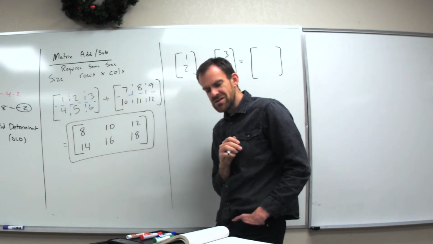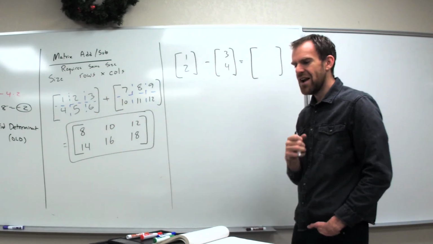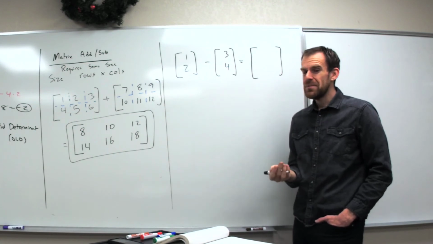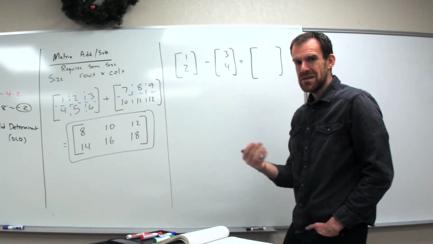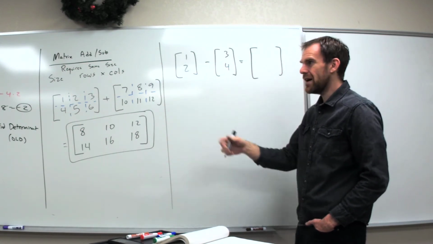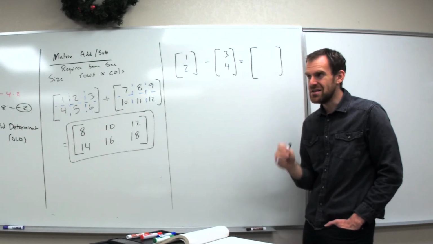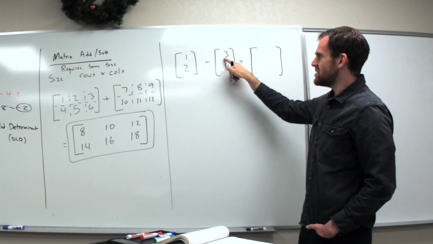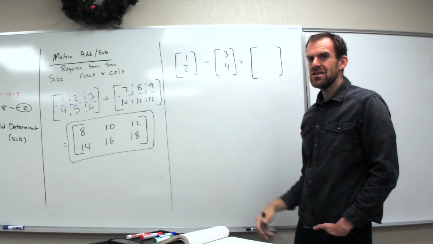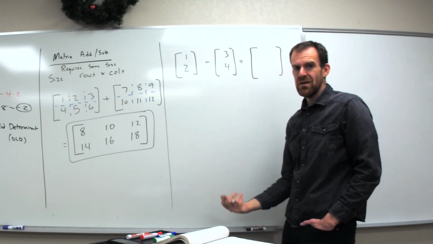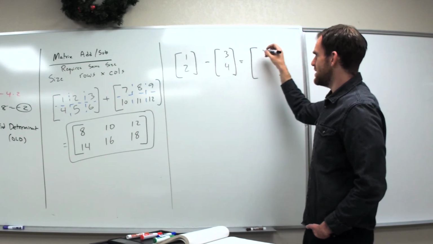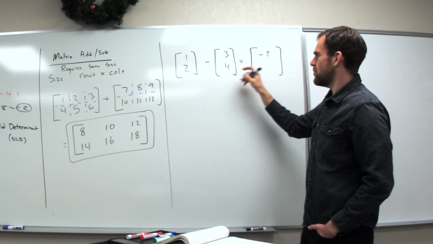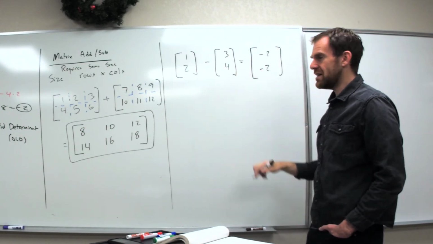If you have 2 matrices that are different sizes, you cannot add them. So it might be a dead giveaway that you're doing something else, like multiplying them or finding the determinant, because adding is not going to work. So here we have 1 minus 3. Adding and subtracting are basically the same operation, so we have no problem with this. 1 minus 3 is negative 2. 2 minus 4 is also negative 2, and that's your answer.